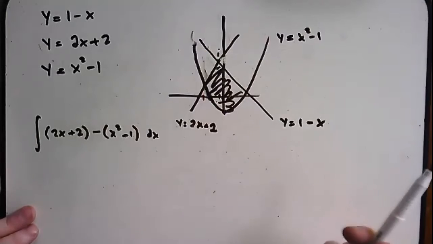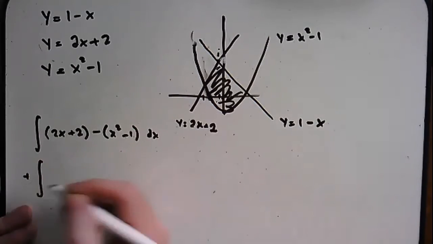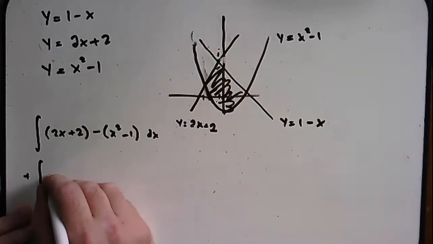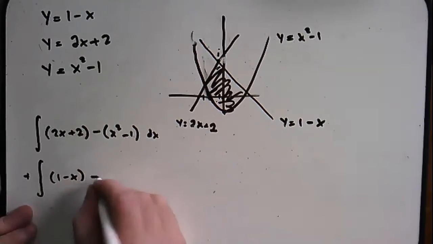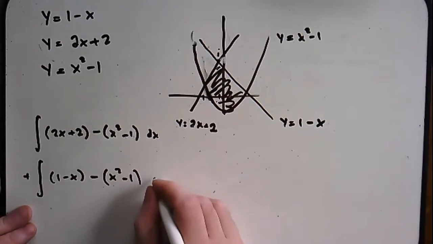Then this other line becomes the upper boundary, and the parabola remains the lower boundary. So I'm going to pick up at some point with my upper boundary 1 minus x, and my lower boundary, again, x squared minus 1, all times dx.